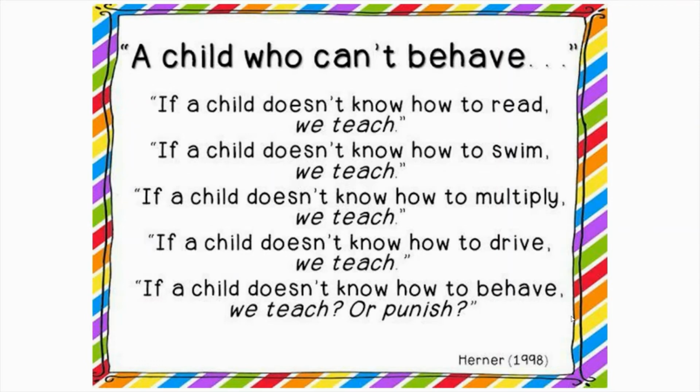But when we ask if a child doesn't know how to behave, all of a sudden it's consequence, right? We need to teach them the right way through showing them that the wrong way is tougher. So do we teach, or do we punish or consequence our way out of that behavior problem? And that's something that I think we need to struggle with and talk about and process through.